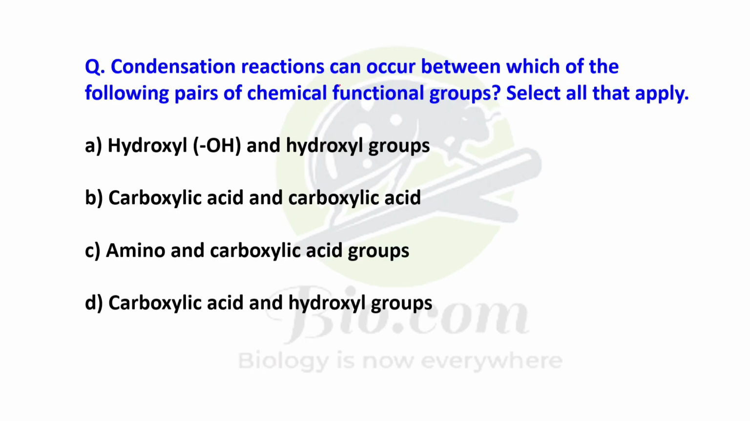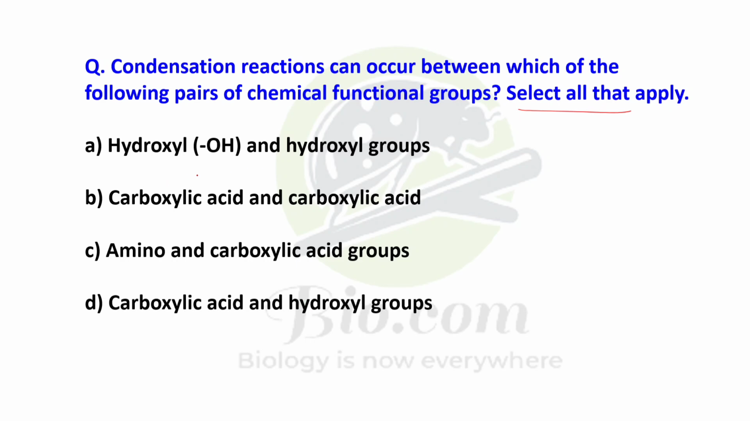Now again one question: condensation reaction can occur between which of the following pair of chemical functional group? In this question also more than one option is correct. So hydroxyl and hydroxyl group, carboxylic and carboxylic group, amino and carboxylic group, carboxylic and hydroxyl group. Please select all that applies.